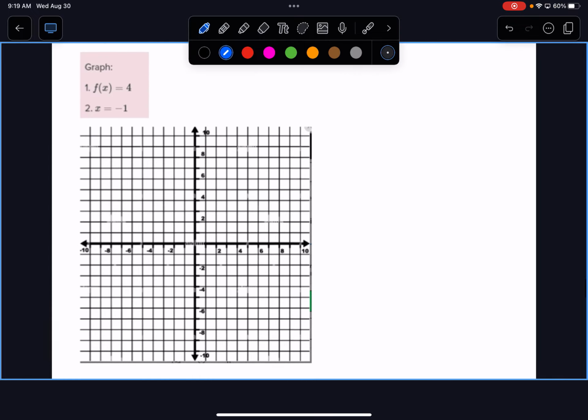So if you see this on the test, don't be the person that misses it. It says graph f of x equals 4. That's y equals 4. You'd go up to 4 on the y-axis, and you'd go across horizontally. Draw x equals -1. You'd go to -1 on the x-axis, and then it's a vertical line. This is considered an undefined slope, right? Vertical lines are undefined slopes. Horizontal lines are 0 slopes.